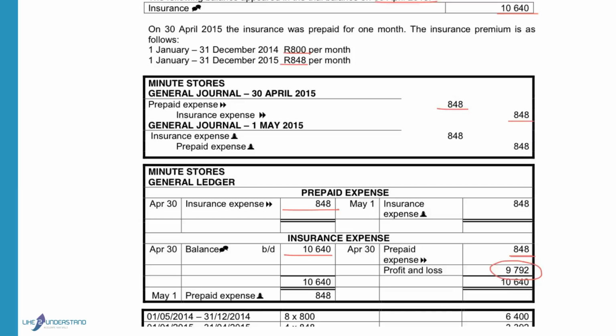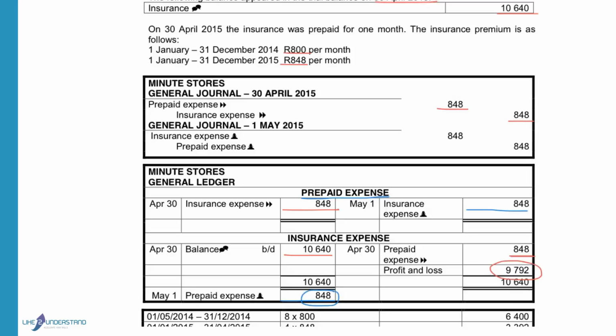On the first day of the next financial year, we have to do a reverse entry. So we must cancel this prepaid expense. At the moment, it has a balance on the debit side. So if I want to close the account, I must credit prepaid expense and I must debit the insurance expense account. So it means that if we look at our ledger account, we can see for the current year, that is year 2, 848 Rand was already paid.